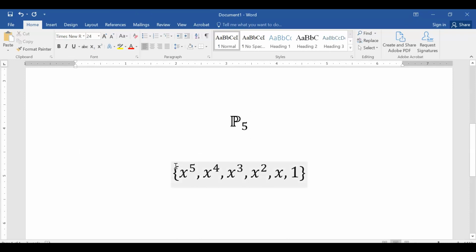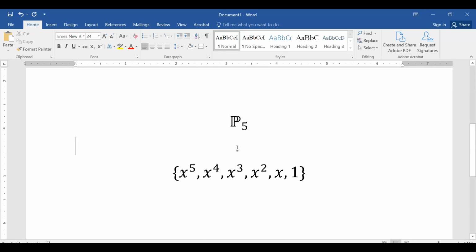Now you can see exactly how this is going to work in more general terms. If I wanted to talk about polynomials of degree 3 and less, I'd get x cubed, x squared, x to the 1st, and then a constant. Polynomials of degree 30 or less, you get x to the 30th all the way down to x to the 1st, and then a constant. So polynomials of degree n or less have dimension n plus 1.